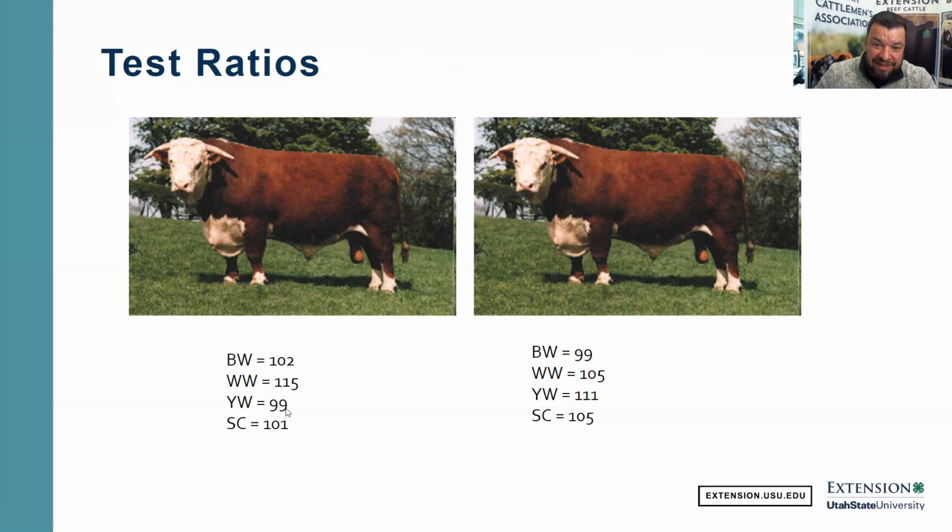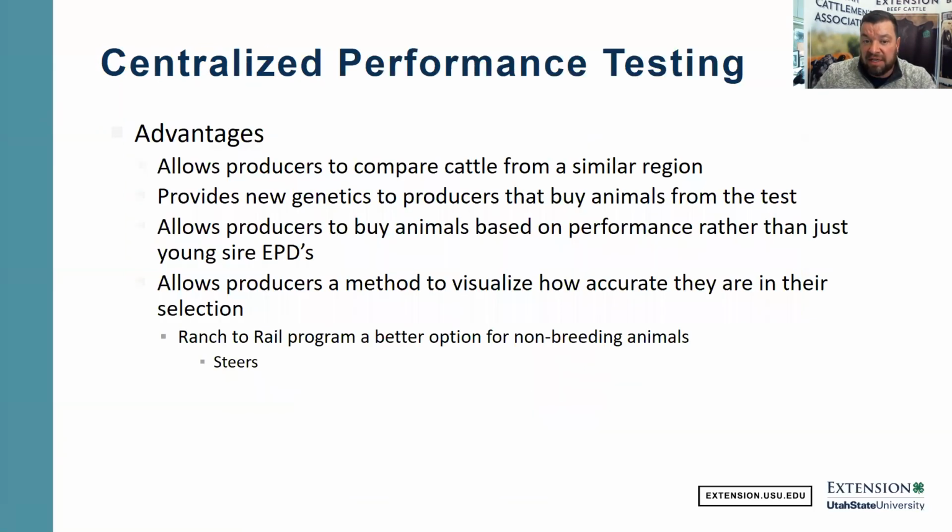Now, the thing to remember about these is this is only comparing these bulls to other bulls that were on test. Now, there are some advantages to centralized performance testing. We're testing multiple herds at the same time or developing bulls from multiple areas at the same time. This allows producers to really kind of compare cattle from a similar region. The big advantage is that this development test or bull test helps provide new genetics to producers that are buying bulls from the test for their outside herds.